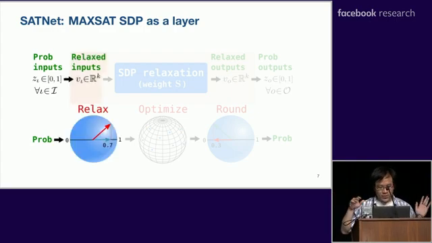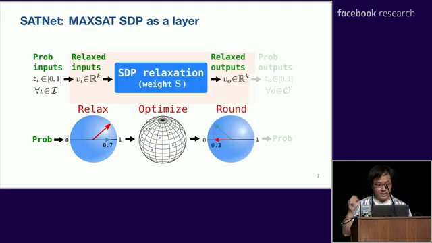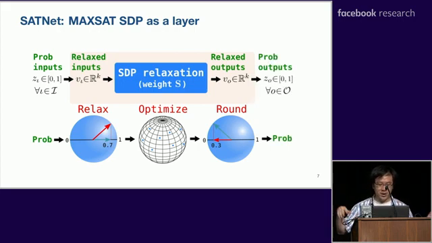Specifically, for each of the probability inputs, we relax it onto a unit sphere by a random projection. This way, we can feed all the relaxed inputs into the SDP relaxation and solve it via an SDP solver. Given the solution from the SDP, we can again round it back to the probability space and output the probability for each of the variables that we are solving for.